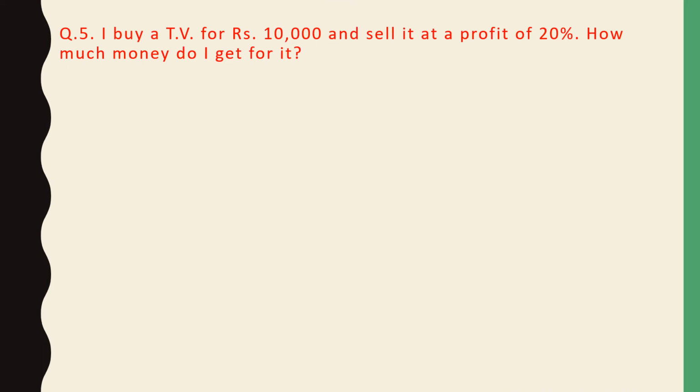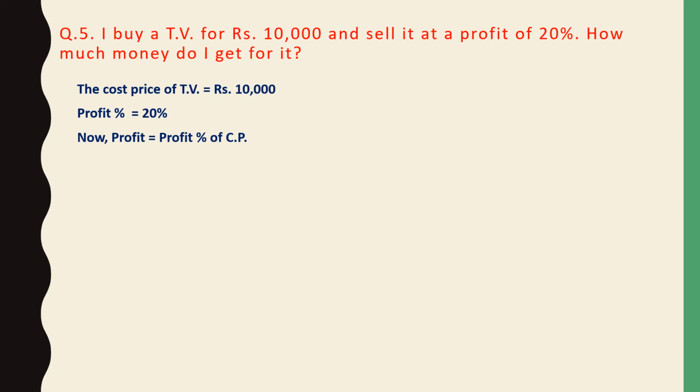Question number 5. I buy a TV for rupees 10,000 and sell it at a profit of 20%. How much money do I get for it? The cost price of the TV is rupees 10,000. Profit percent 20%. Now profit is equal to profit percent of CP. That is 20 by 100 into rupees 10,000. Here we get rupees 2,000. You can calculate this easily.